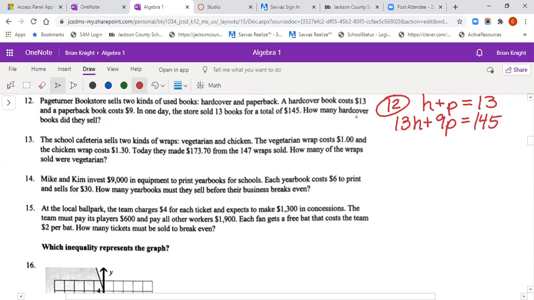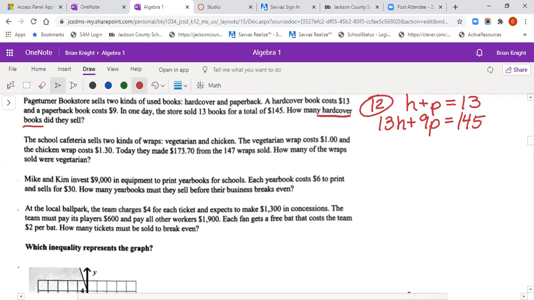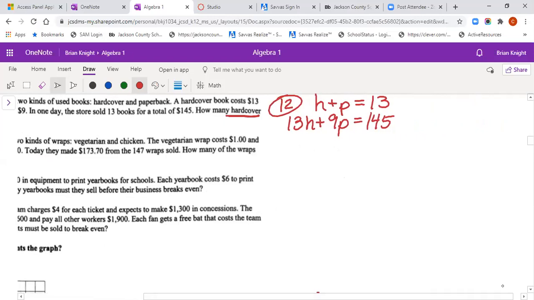And they want us to know how many what? Hardcover books. So which one are we going to get rid of? The P. We want to get rid of the P. So we're going to multiply this top one by -9. I'm going to put the answer down below it here. So that'll be -9H minus 9P. I need your help. What's -9 times 13? -117.